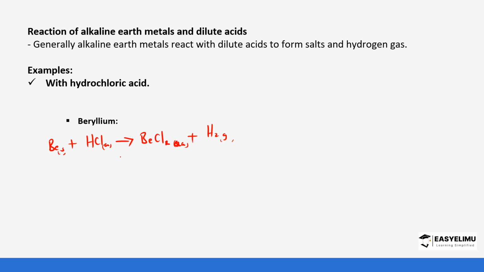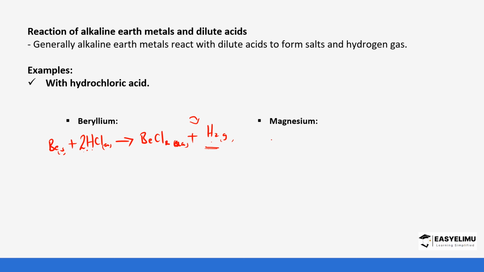When you are balancing this equation, you notice there are two chlorines in the products. So we need to put 2 in front of hydrochloric acid to balance the chlorine. This 2 also helps in balancing out the hydrogens. So now we have 2 hydrogens in the reactants and 2 hydrogens in the products. This reaction causes the production of effervescence. The effervescence is a result of the production of hydrogen gas. This hydrogen gas can be tested with a burning splint. It's going to burn with a pop sound.